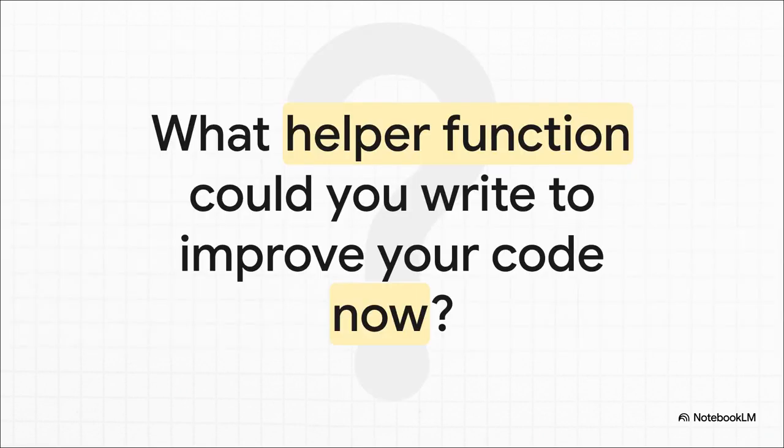So that's your takeaway for today. Don't just absorb this information, apply it. Think about a piece of code you're working on right now. Where is there a repeated block of logic? How could you pull that out into a well-named, well-tested helper function and make your entire project better? That right there, that's the first step toward writing truly professional code.